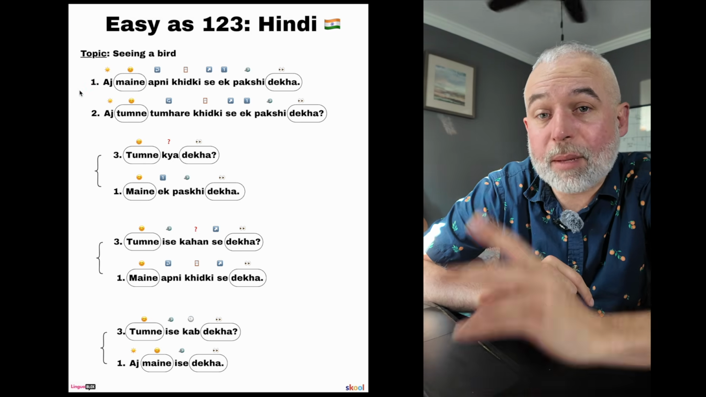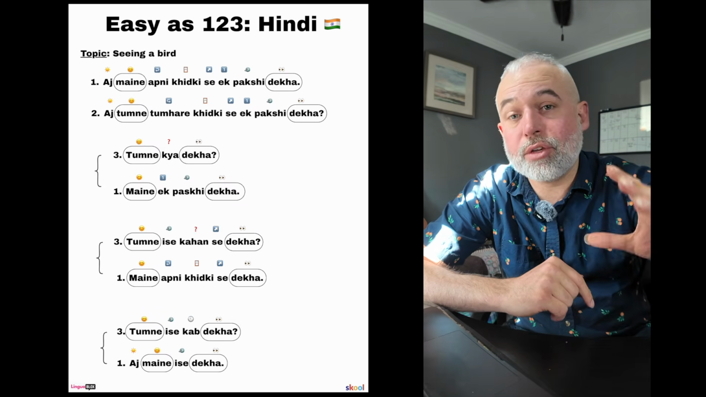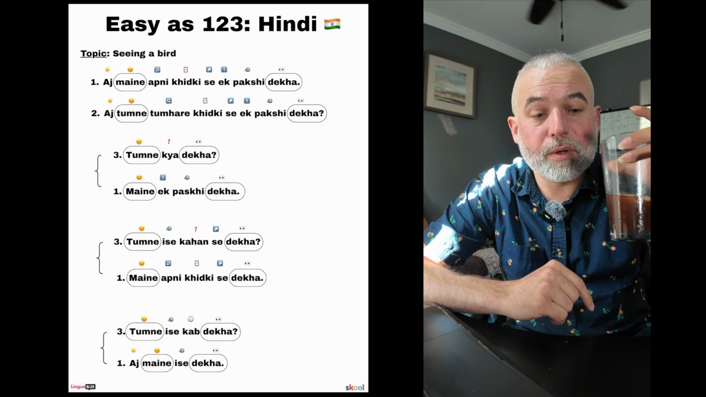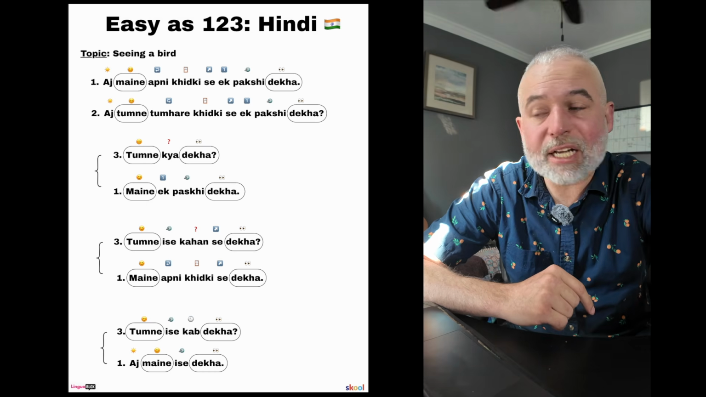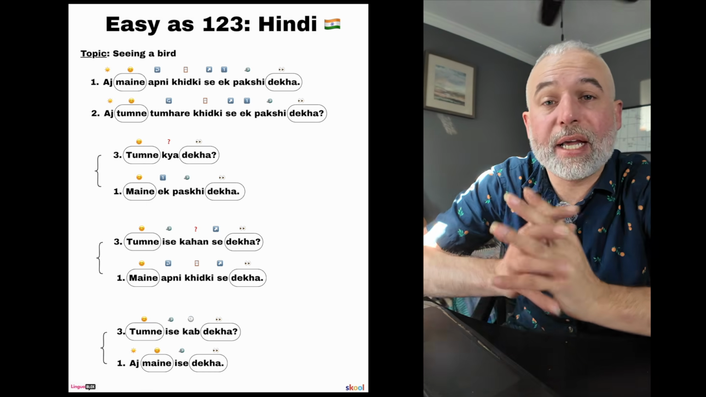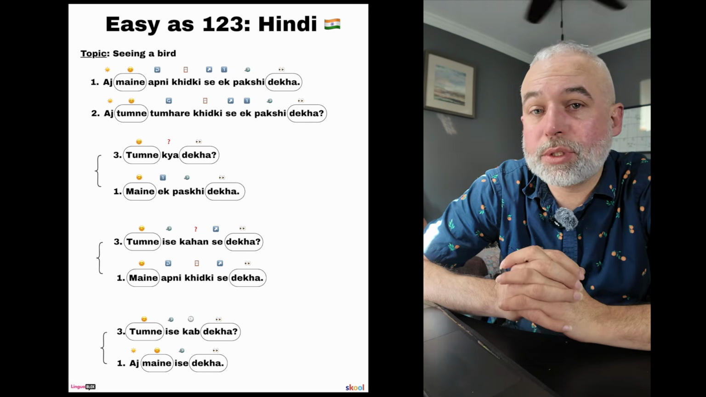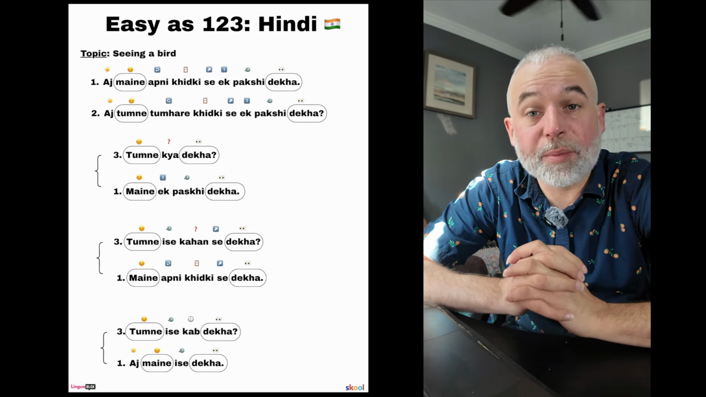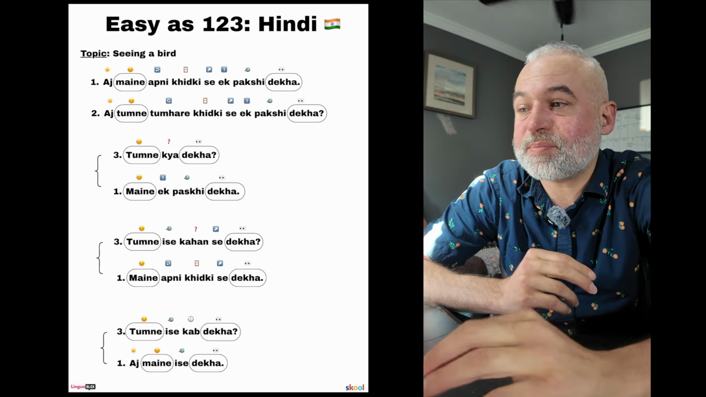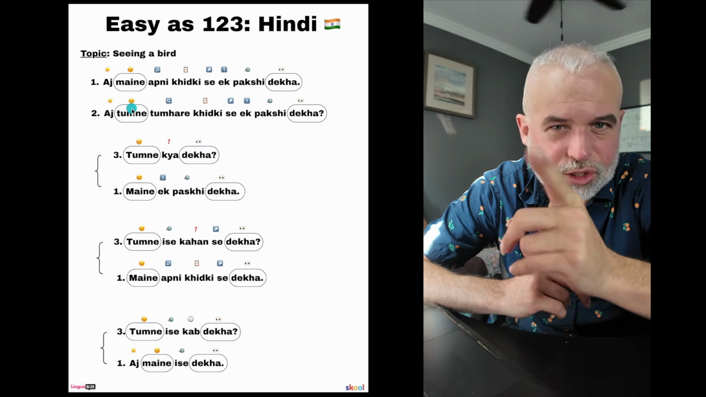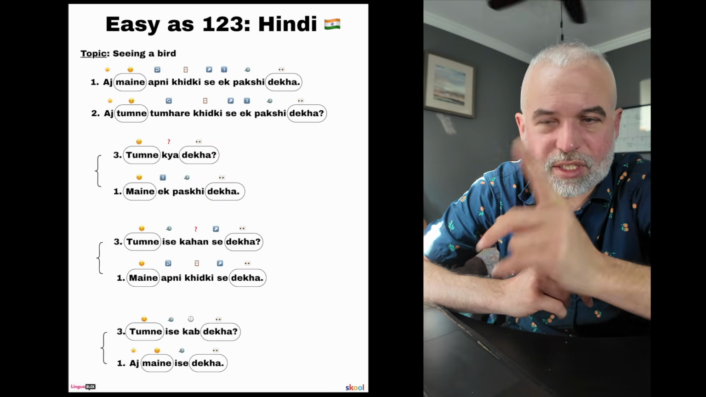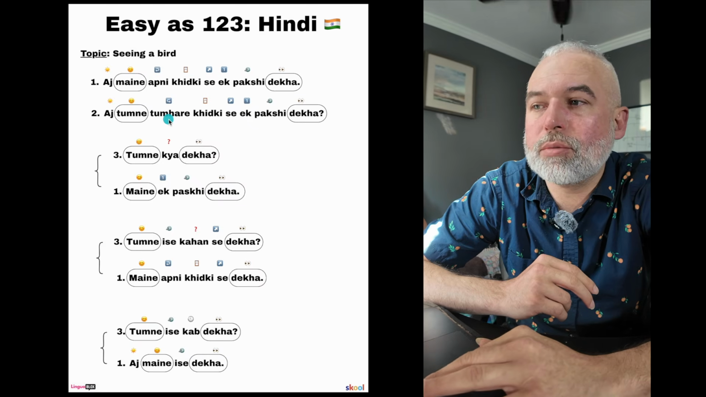One is always a statement, two is a yes-no question. That's the universal formula as part of the Easy as 123 notebook method. So next, we want to turn the statement into a yes-no question. The yes-no question would be, did you see a bird from your window today? Which is aaj tumne. I'm using the same guy, but this time it's this you.